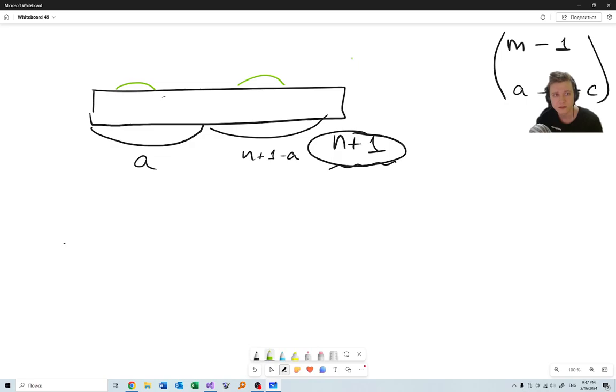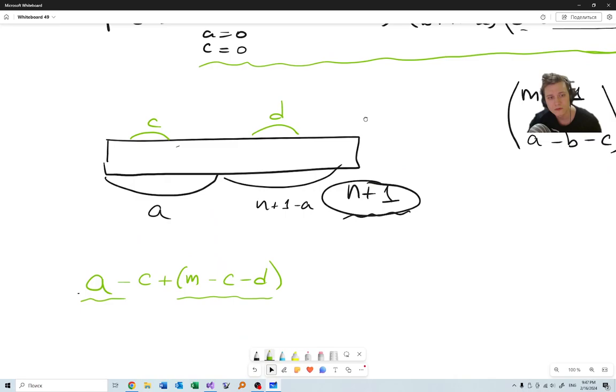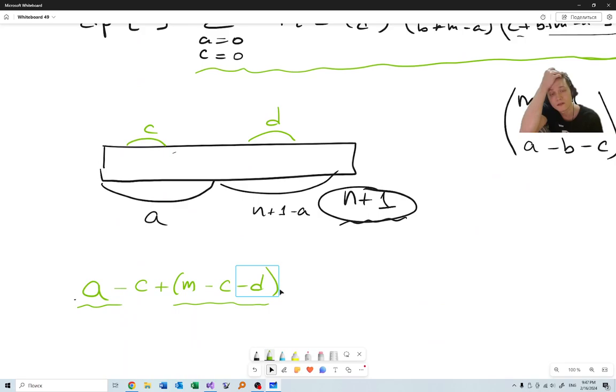So again, this means that we have A initially bad places. We have fixed C of them. But then we put M letters where only C minus D fit. So this is because it should be plus M and minus C minus D.